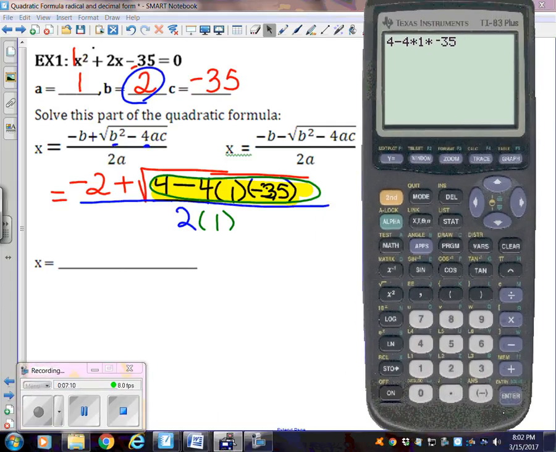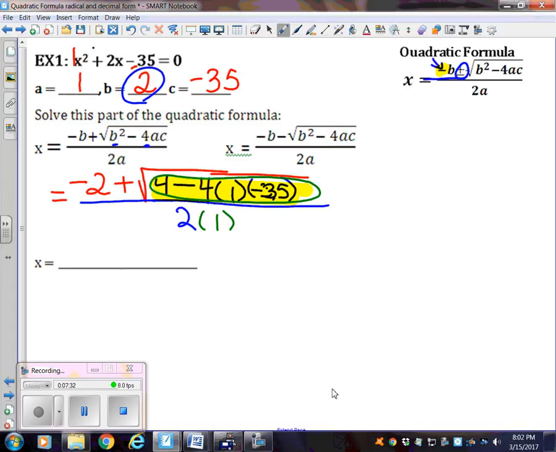All right, so I could type that in. I get 144. If I had used parentheses, I'd get the same thing. 4 minus 4 times 1 times negative 35. So if I use parentheses or if I use the times key, I get the same thing. So 144. So here's what I want to do next. I want to simplify this part now. It's negative 2, or opposite of b, plus or minus the square root of 144, all over 2 times 1, which is just 2.